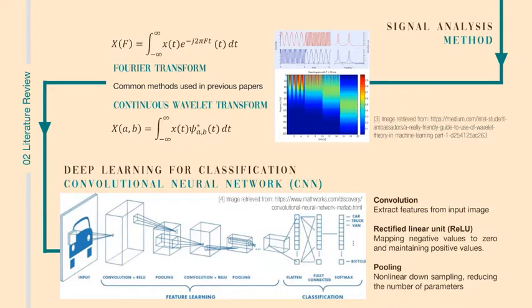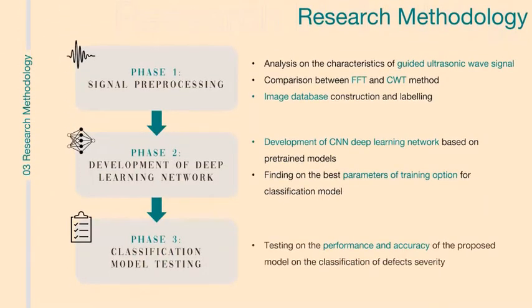Pooling layer simplifies the output by performing non-linear downsampling, reducing the number of parameters that the network needs to learn. And lastly, fully connected layer flattens the matrix into a vector and feeds it into a fully connected layer like a neural network. Next, I will explain about the research methodology. There will be three phases.